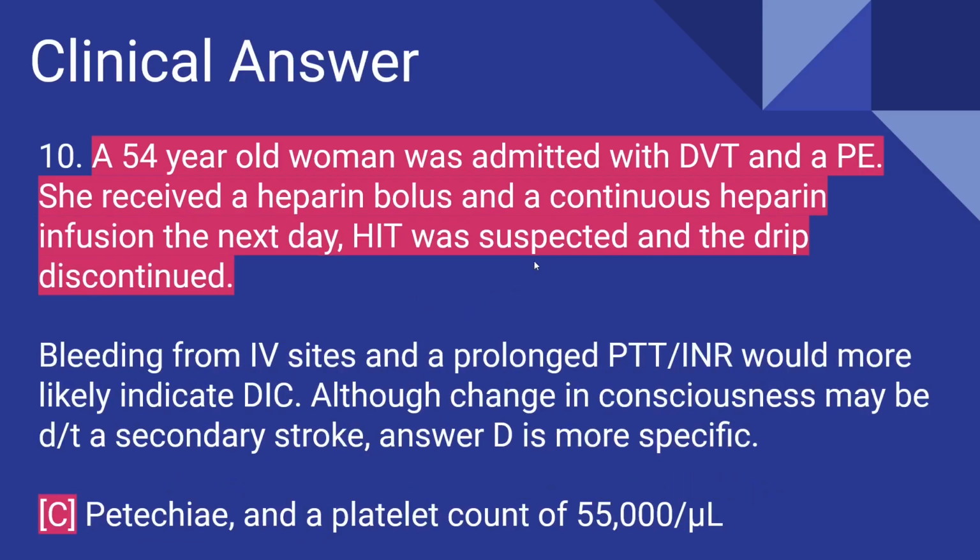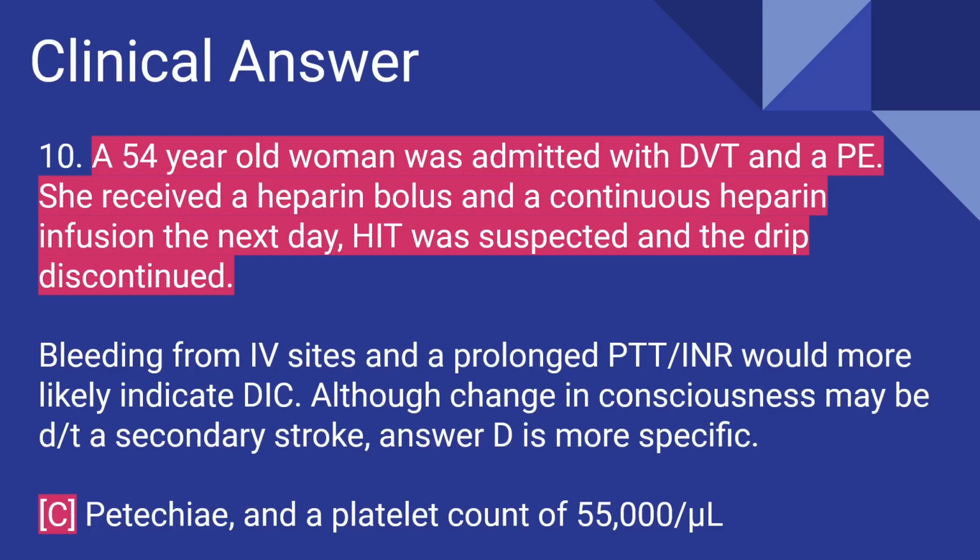So in HIT, we want to be thinking about all of our platelets being used up because of those heparin antibodies. Those antibodies are going to bind with heparin and they're going to bind to platelets to form a clot because it doesn't recognize what's going on. So bleeding from IV sites and a prolonged PTT was what we kind of just talked about with DIC. You have longer bleeding times later in DIC because you've used up all your clotting factors.